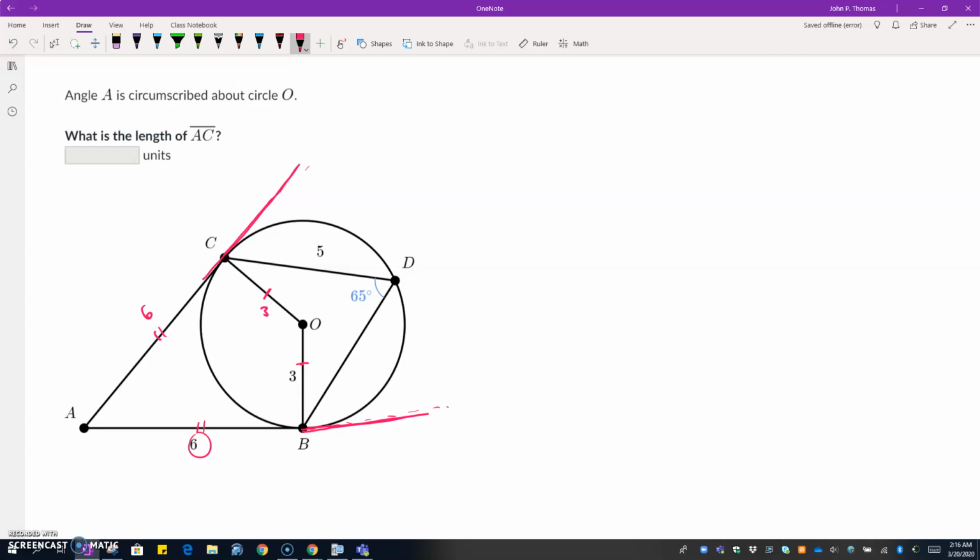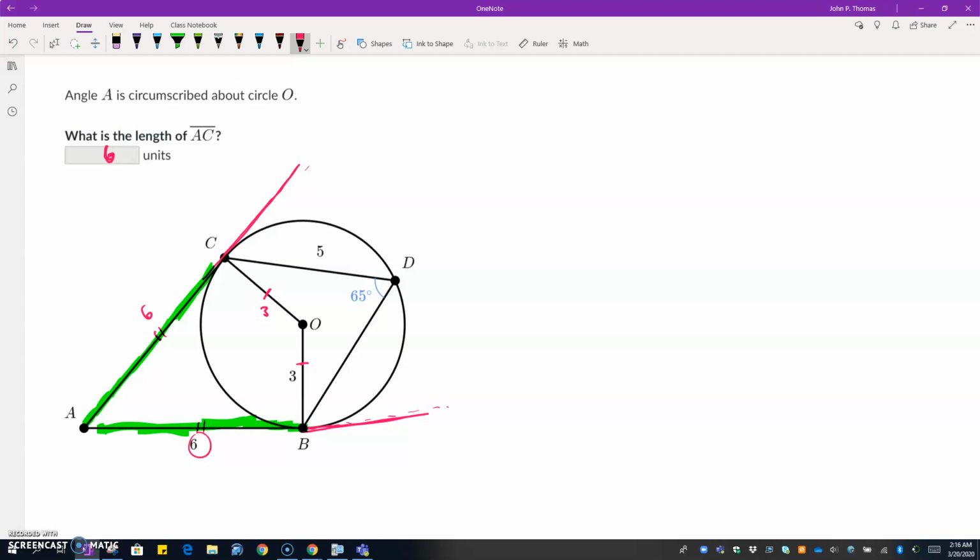Alright, and again, these two pieces, let me highlight them for you real quick. This piece here, and this piece here have to be congruent because they're two tangents that intersect outside the circle. Alright, so our answer for this one for segment AC is going to be 6. Alright, and that's all for this problem.